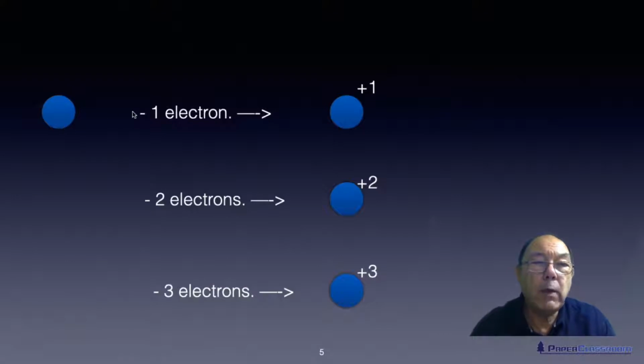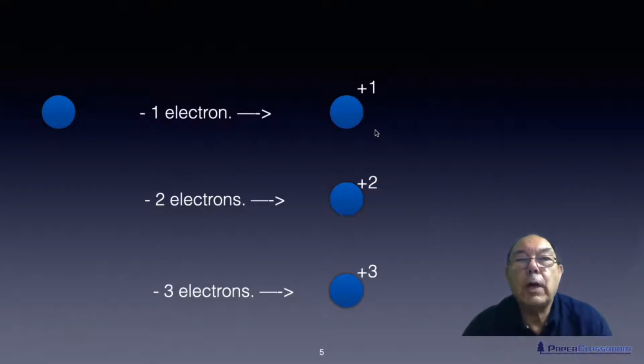So if we take one electron away from an atom, it's now got one more proton than it has electrons, because we've taken an electron away. So the charge on that ion, we call it an ion now if it's not balanced, the charge on that ion is +1. If we take 2 electrons away from an atom, then the charge on the atom is +2. And if we take 3 electrons away from an atom, the charge is +3.